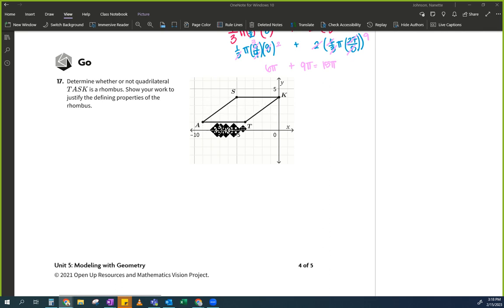Just as a reminder, proving parallel lines on a coordinate grid is relatively easy. These two are obviously parallel. SK is parallel to AT, right? These two are parallel because they are both horizontal. These two are parallel, and I'm putting in the parallel line marks for that. These two are parallel because why? Why can I prove that these two are parallel? Anybody remember why?